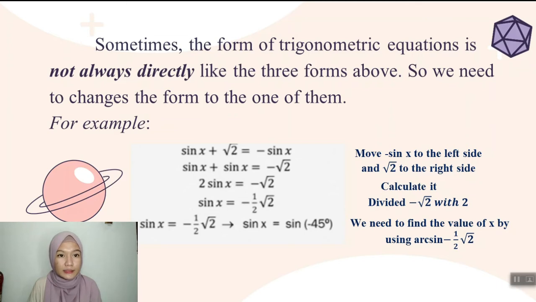For a basic trigonometric sine equation, that means we need to find sin x is equal to sin alpha. We need to find the value of alpha. So we can find it by using sine inverse, or arc sine, of minus 1 over 2 multiplied by root 2. You can use tables or a calculator to find it. So we get sin x is equal to sin minus 45 degrees.